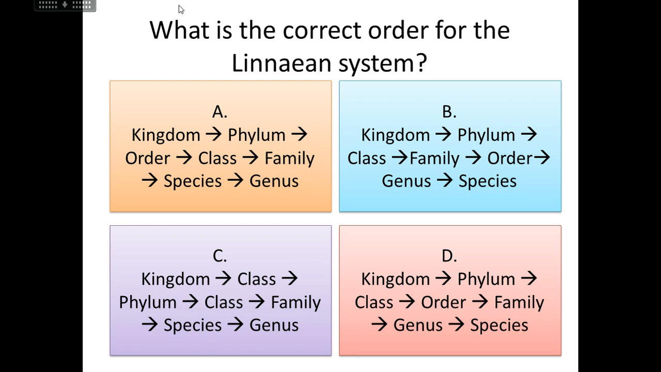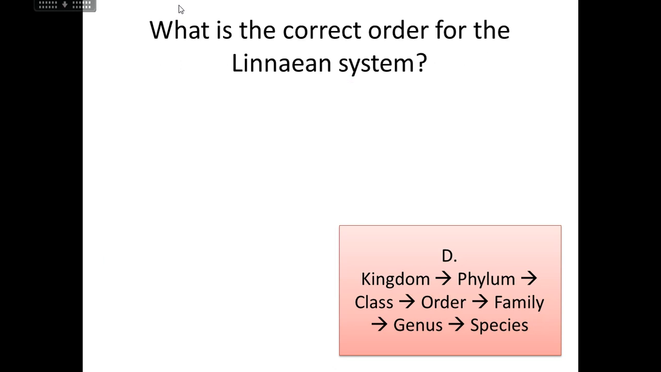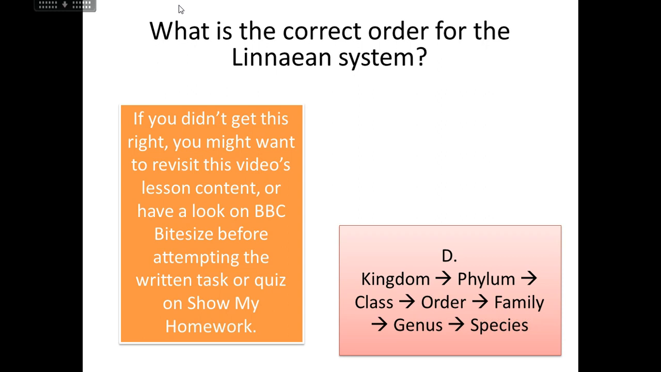So I hope you came up with D. So it's kingdom, phylum, class, order, family, genus, and species. So if you didn't get this right, by all means, go back and revisit this video.